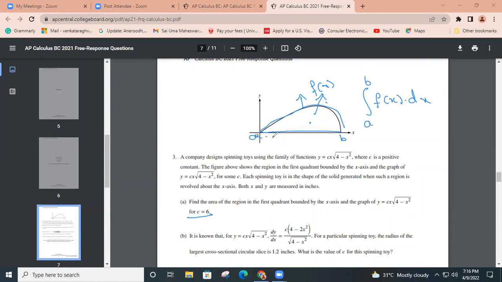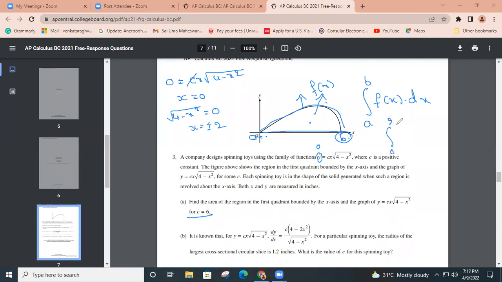Let us simplify. The other thing that I don't know here is b. I know a is starting from 0. I don't know b, but I know that at b, the y value is 0. So I'll equate y to 0 and find b. 0 is equal to cx into root of 4 minus x square. c is a positive constant, so 0 by c is 0. So x should be 0, or the square root of 4 minus x square should be 0. So x is equal to plus or minus 2. But x lies in the positive x direction, so the value of b should be 2.